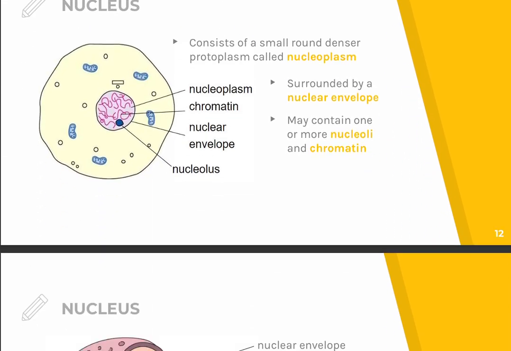Next, we have the nucleus. The nucleus consists of a small, round, denser protoplasm called the nucleoplasm. It is a kind of area inside the cytoplasm which has some denser structures, and the material inside this nucleus is the genetic material, which is known as the chromatin, that tells what the cell is responsible for doing.